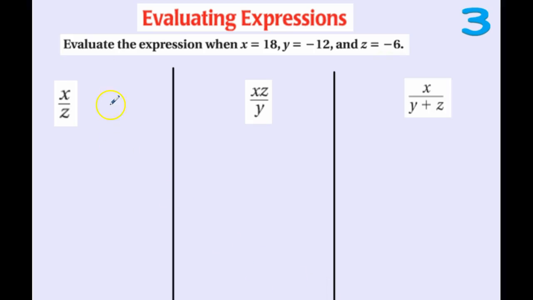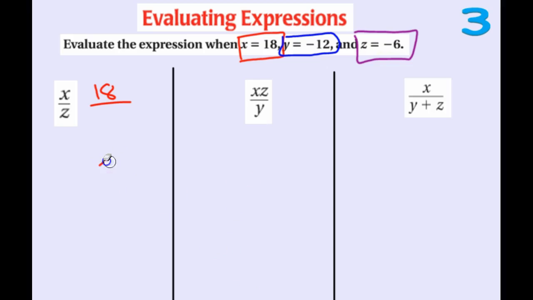Now we're going to do the same thing, but plugging some numbers in. X, we're going to use 18. It says evaluate expressions, evaluating expressions. Evaluate the expression when X is 18, Y is negative 12, and Z is negative 6. So first we have X, which is 18, divided by Z, and Z is negative 6.